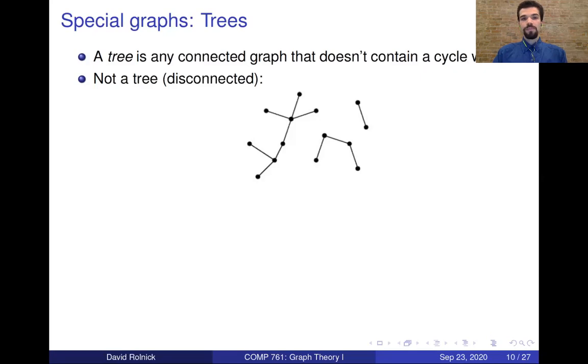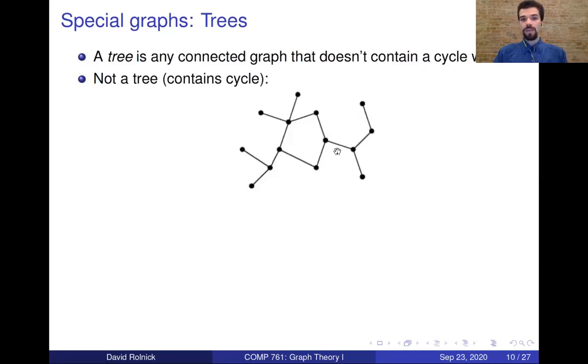Okay. Now this is another example of something that's not a tree. This is not a tree because it has a cycle. Here's a cycle. It's a 5 vertex cycle. And again, this would mean that there are 2 paths, at least between some two vertices. So for example, here you could go this way, but you could also go this way.